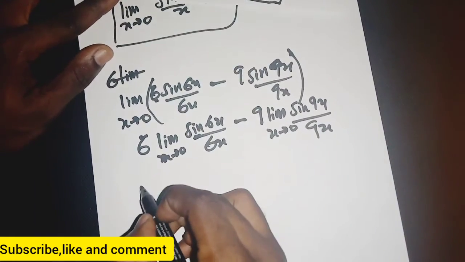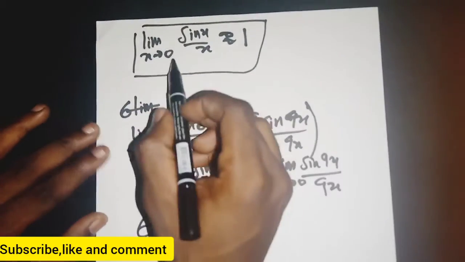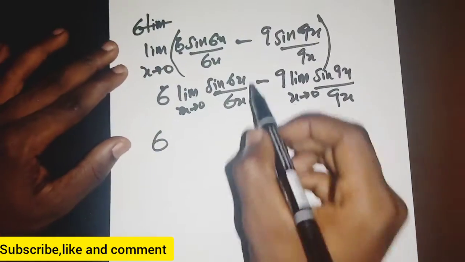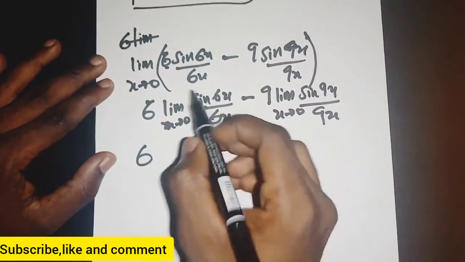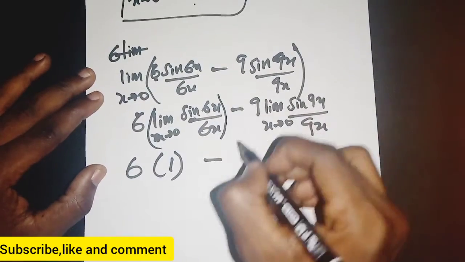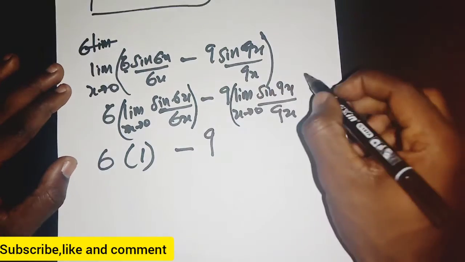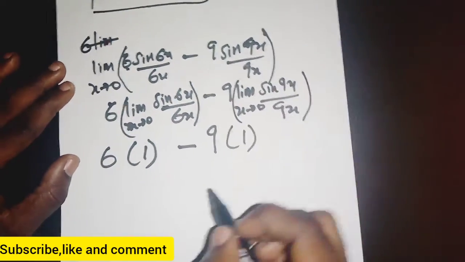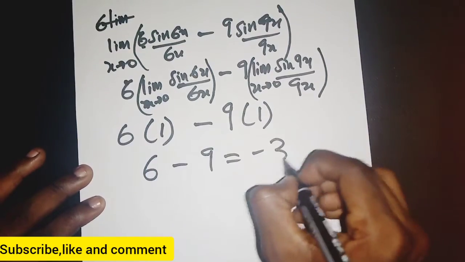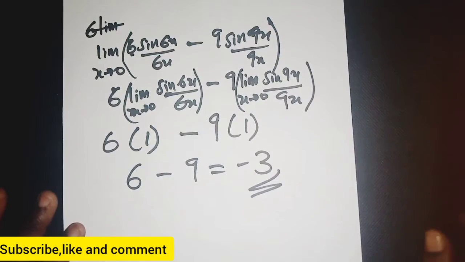Then you realize that the whole of this, as we said over here, look at the relation over here, sine x over x is equal to 1. So the whole of this goes to 1. Then also the whole of this goes to 1. And therefore we have 6 minus 9, which is basically minus 3. Yeah, so we find the value of the expression.